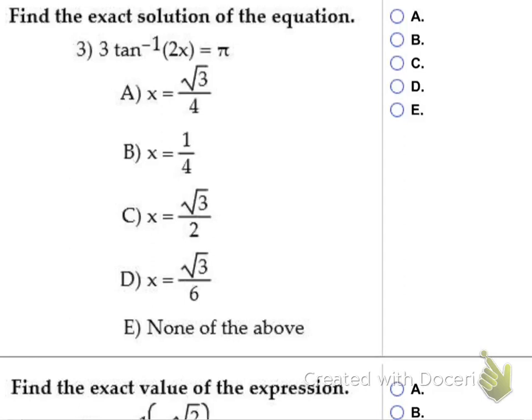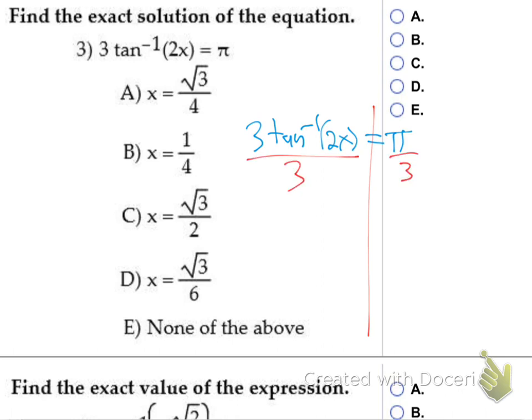So that's a little tricky. So they want you to solve for x there. Go ahead. All right, so let me bring it over here. So 3 tan inverse 2x is pi. So we got to solve for x. So we just did a couple of these, right? So what do you do to get x alone? First step? Divide by 3. Boom.